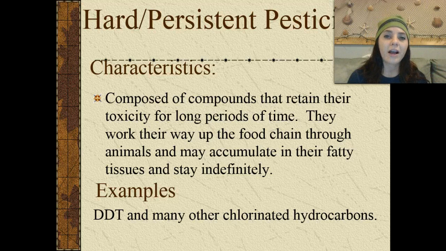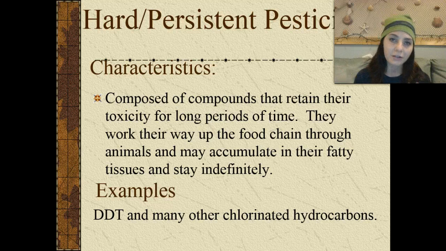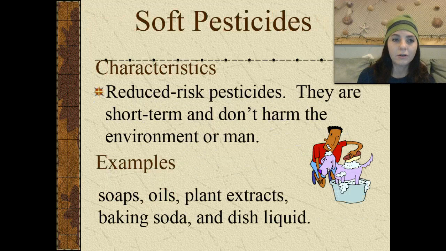A lot of the young actually die because of poisoning, because the mother's milk has so many toxins in it from all of the bioaccumulation of those pesticides and other toxins that have accumulated into the blubber layer, or the fat layer. So those are some of the examples that we've seen throughout the year. An example of a hard persistent pesticide would be DDT, as well as many other chlorinated hydrocarbons.